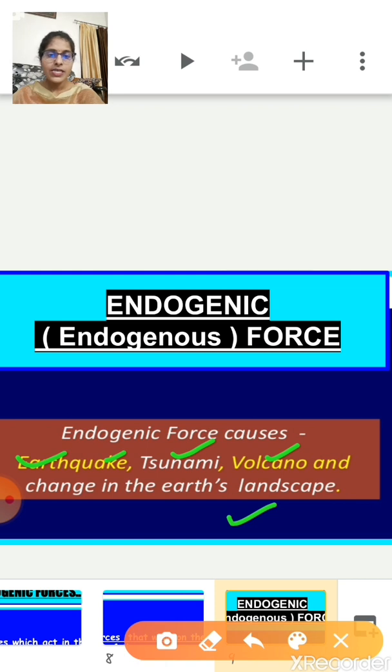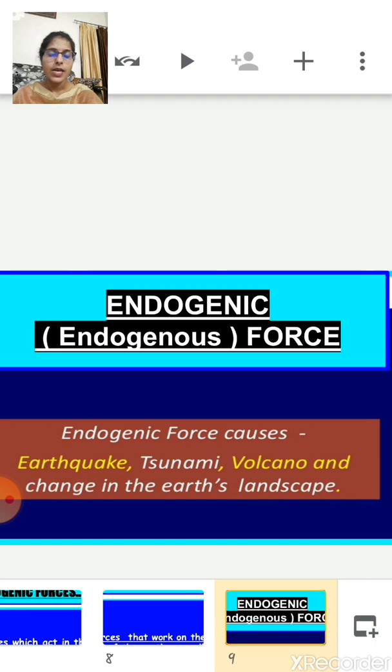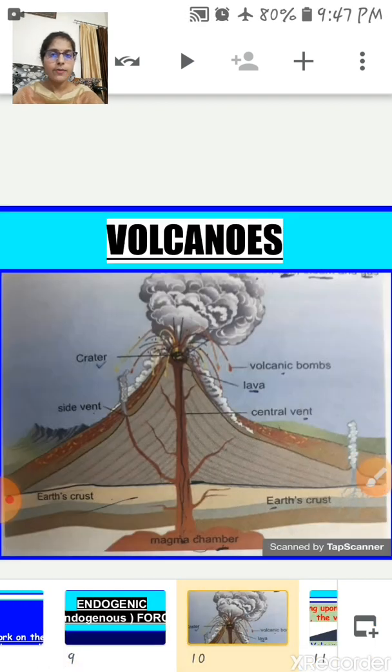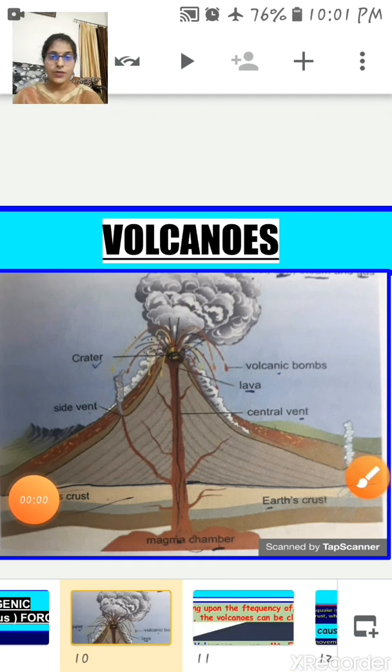Okay, so all these are examples of the endogenic force: earthquake, tsunami, volcanoes, because all these originate inside the earth. Now let's understand one by one. First we understand about volcanoes. Now just tell me children, what is a volcano?